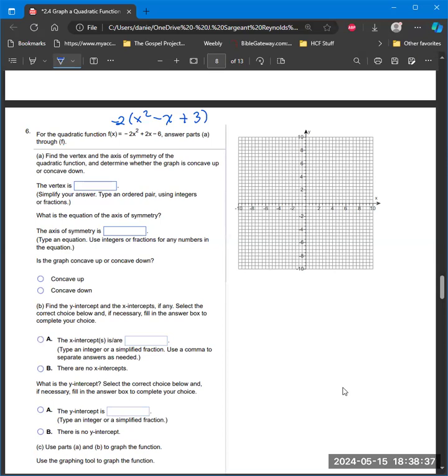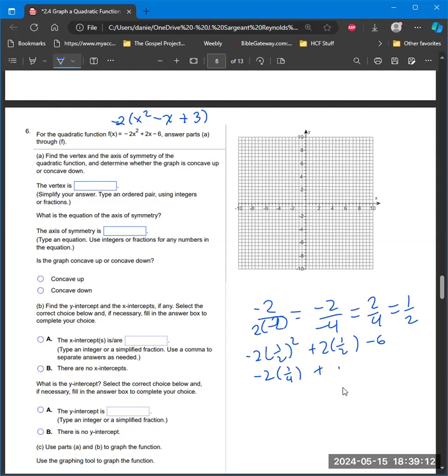So let's go ahead and use the vertex formula, though, to say x is going to be -b over 2a for my x coordinate here. -2 over -4 is going to be 2 over 4, a positive 1/2. And -2 times 1/2 squared plus 2 times 1/2 minus 6 is -2 times 1/4, plus this is 1 minus 6. So that's -5, and this is -1/2.